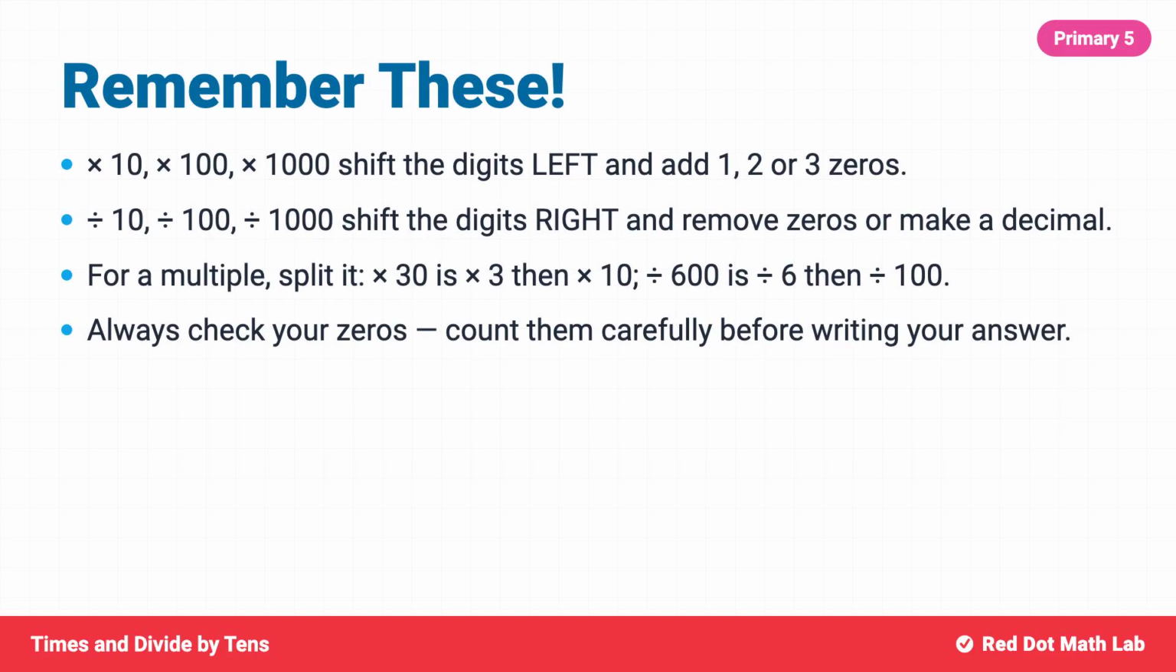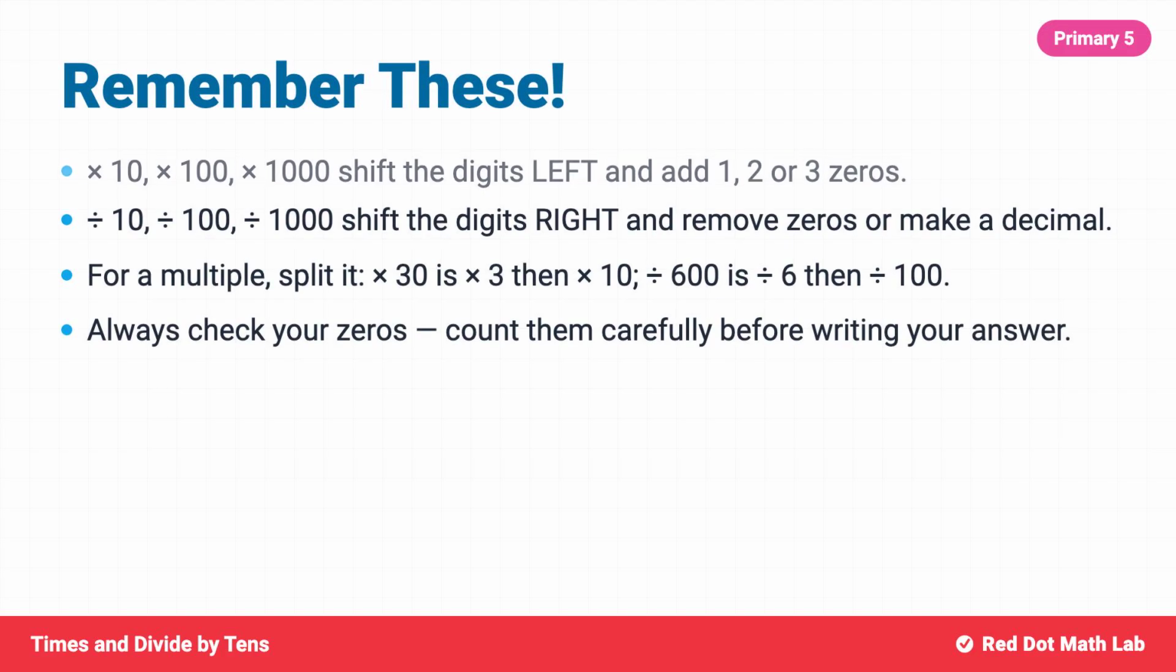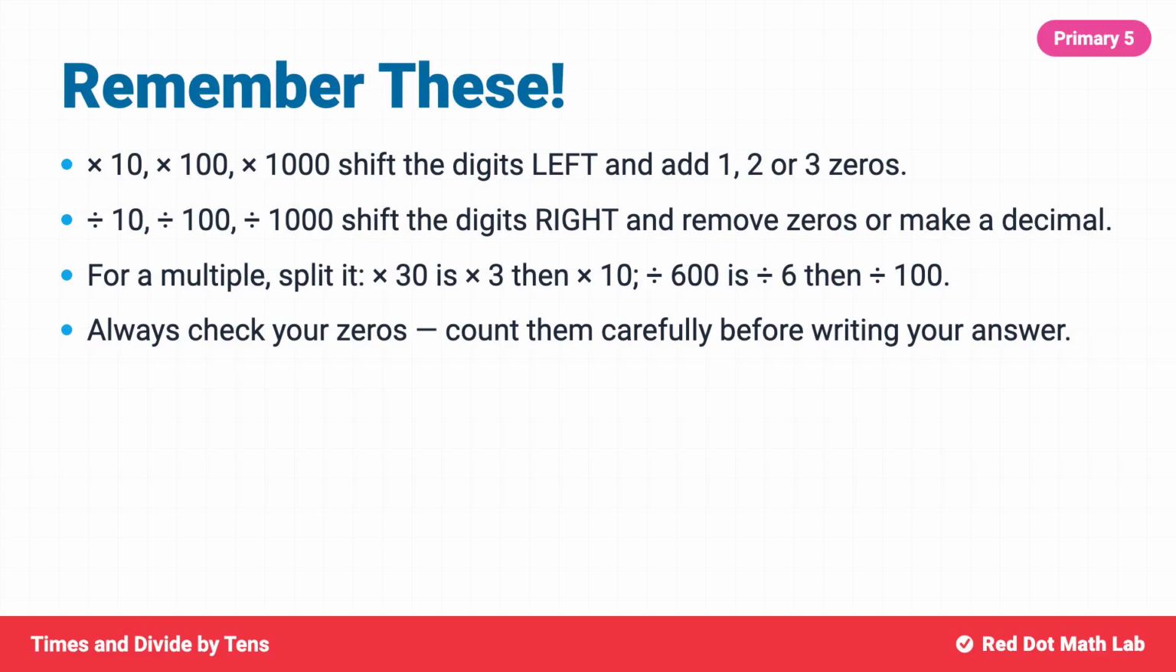Before we go, let's remember the key points. Multiplying by 10, 100, or 1000 shifts the digits left and adds 1, 2, or 3 zeros. Dividing by 10, 100, or 1000 shifts the digits right and removes zeros, or makes a decimal. For a multiple, split it. Times 30 is times 3, then times 10. And divide by 600 is divide by 6, then divide by 100. And always check your zeros. Count them carefully before you write your answer.